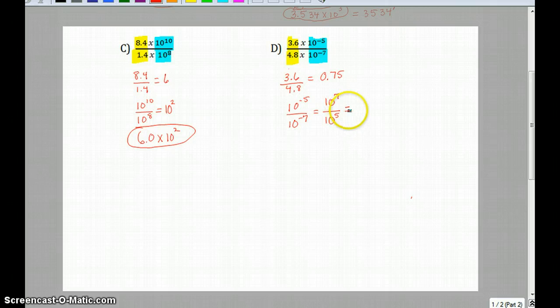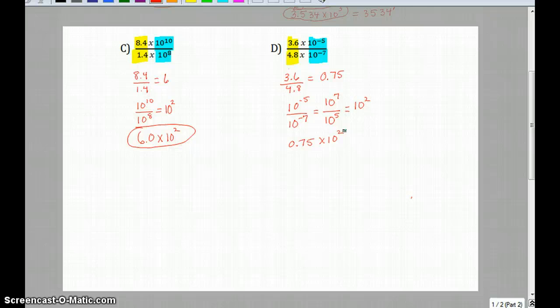We have 7 tens in the numerator, 5 tens in the denominator. This is the quotient of powers property, which leaves us 5 of those tens will cancel and become 1, which leaves us with 2 tens in the numerator, so 10 to the second. And you're going to end up with 0.75 times 10 to the second. Now, as I've told you before, I would give you half credit for getting this far because you're showing some level of understanding. But this is not the correct form.